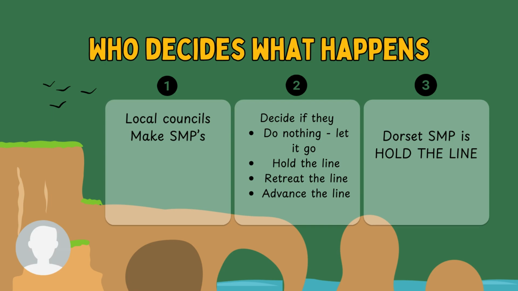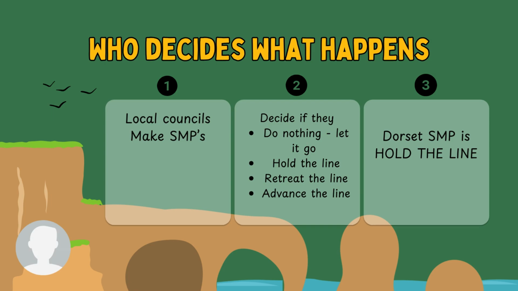Number 1. Do nothing, let it go, let it be eroded by the sea. Number 2. Hold the line, maintain the coastline, maintain sea defences. Number 3. Retreat the line, allow retreat along the coast in selected areas. So effectively, let parts of the coast become eroded in an attempt to save other areas of the coast.